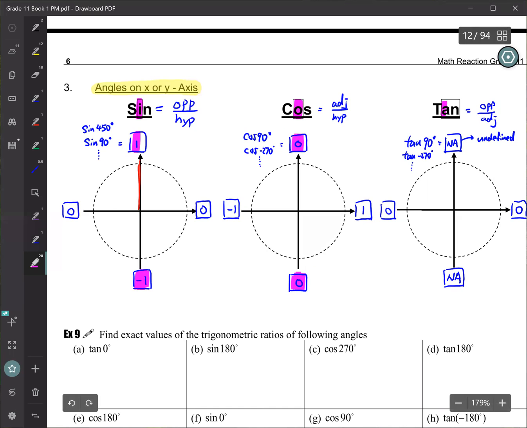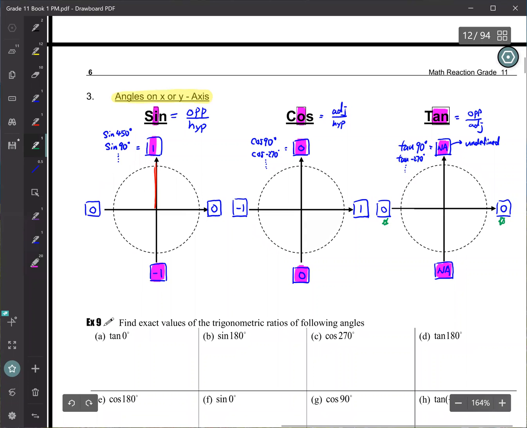And tangent is TAN. So I just flip it, and then not applicable, which means undefined. So the only thing you need to remember is make sure you have 0, 0 on these two ends for tangent. Do not put 1 and -1. Okay, any questions?